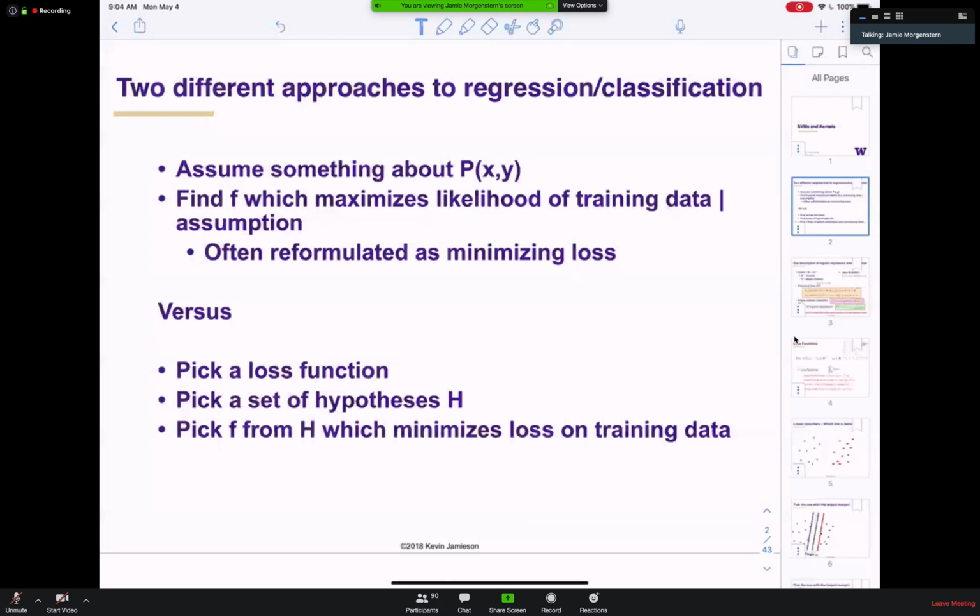And there's a more, I don't want to say agnostic, but perhaps agnostic way to think about regression or classification, which is one that we'll employ today. Which is this idea that we have some classification problem. We pick a loss function, not necessarily thinking much or at all about the joint distribution between X and Y. And then we pick a set of hypotheses, or possible decision rules, and then pick a function from that set of hypotheses which minimizes our loss function on training data. And this second viewpoint is the one that we'll focus on today.